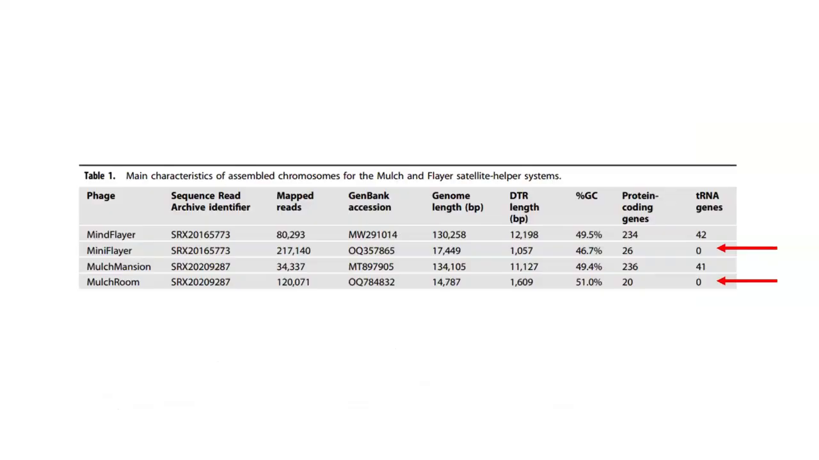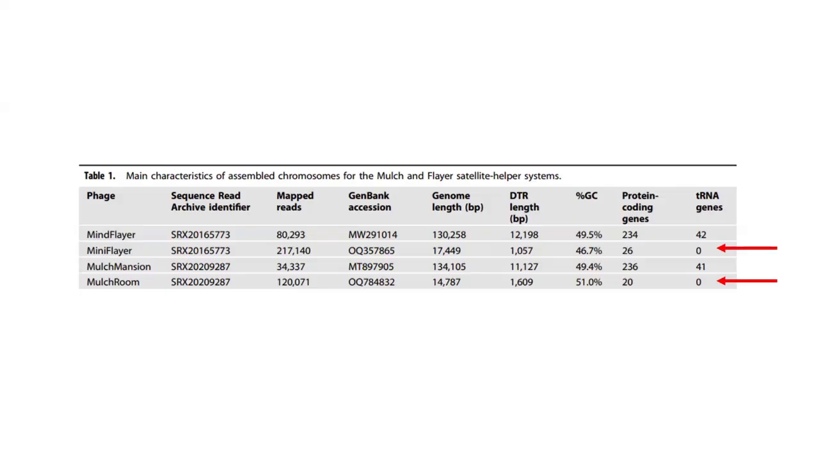Okay, so table 1. Here they're just looking at two helpers and two satellites. Mind Flayer is the helper, and its satellite is Mini Flayer. The other helper is Mulch Mansion, and the satellite is Mulch Room. So here are the statistics from one of their genome runs. Mapped reads refers to the abundance that they had in that sample. And you can see that both of the satellites were much more abundant compared to their helper. So they are extremely abundant in every sample.